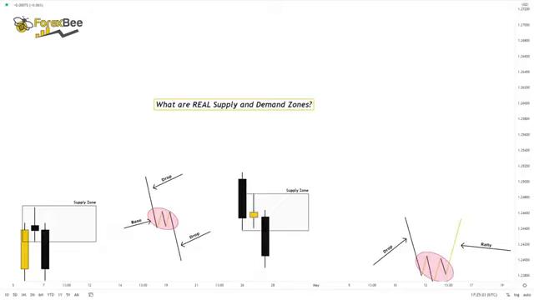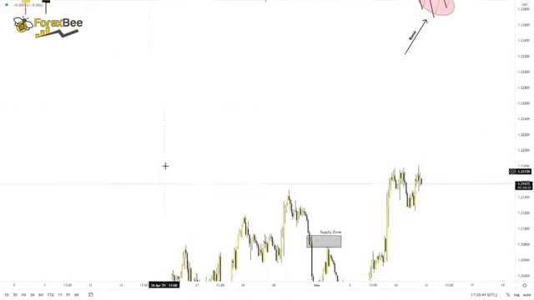Hey guys, welcome back. In this video we are going to discuss supply and demand zones in detail and learn how you can detect them in your forex charts. In forex, or even in stocks, there are basically two states of price movement. The movement can either be balanced or unbalanced. Let me show you by example what I mean.